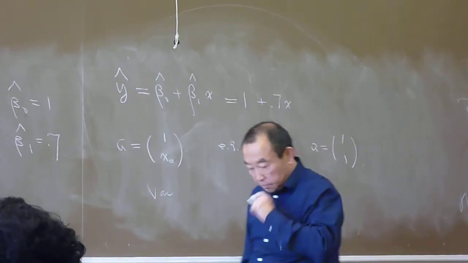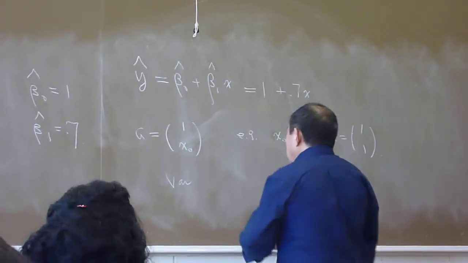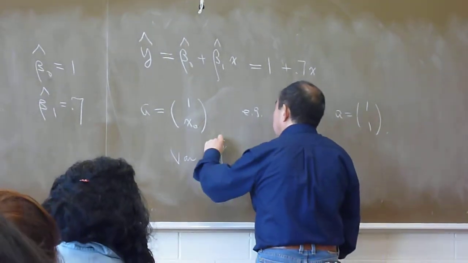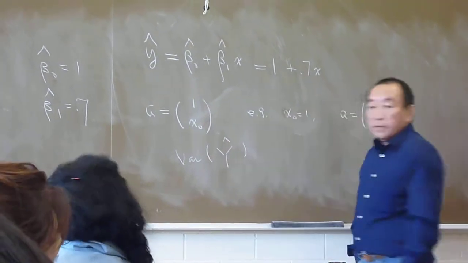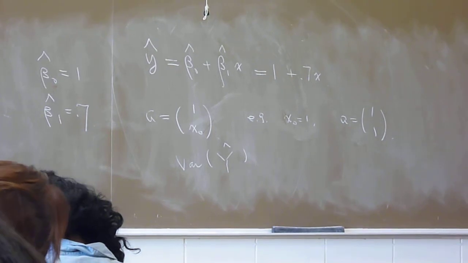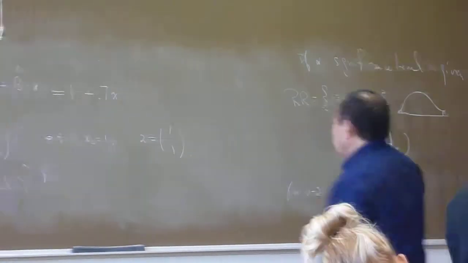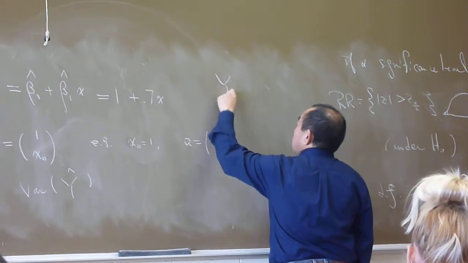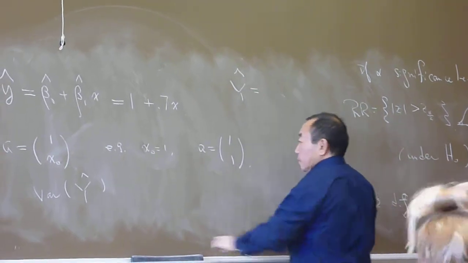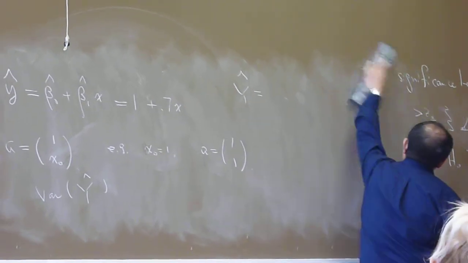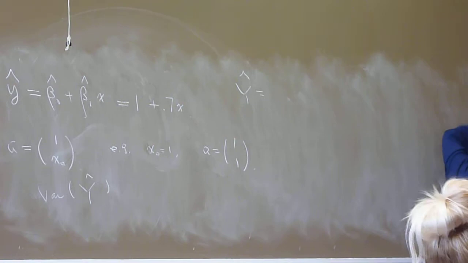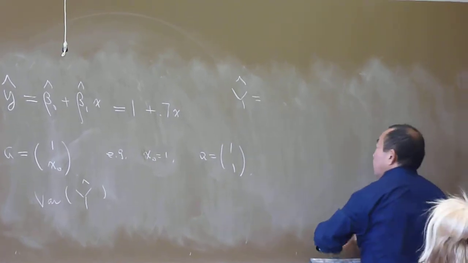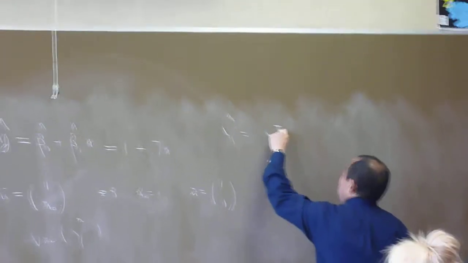Say, the variance of y hat. What is y hat? Y hat is your prediction. It's your predicted value or your approximation. Let's see. What do you have? You have x transpose times x inverse.